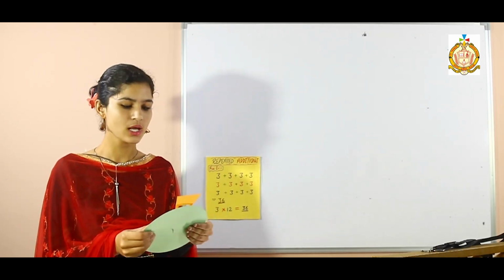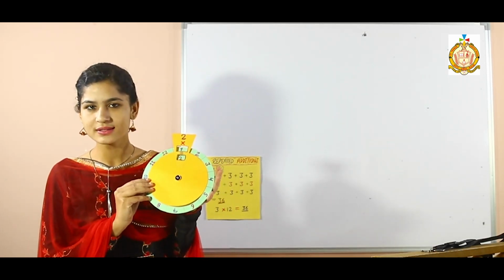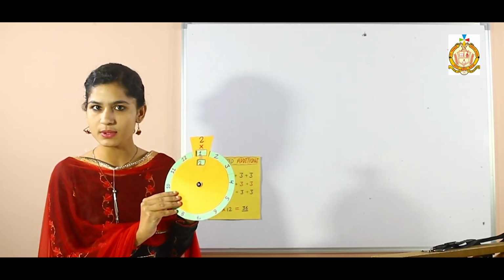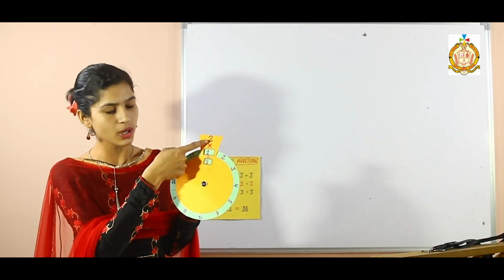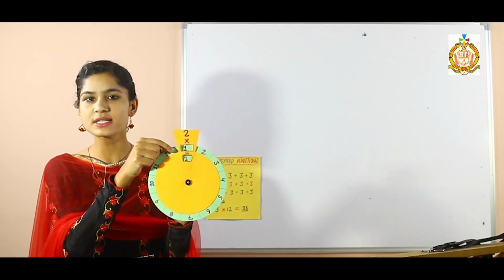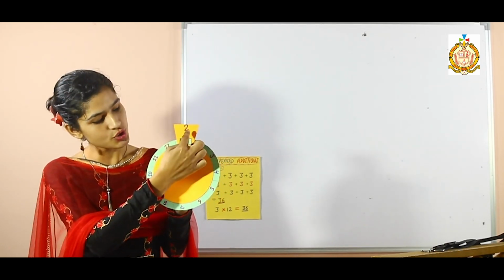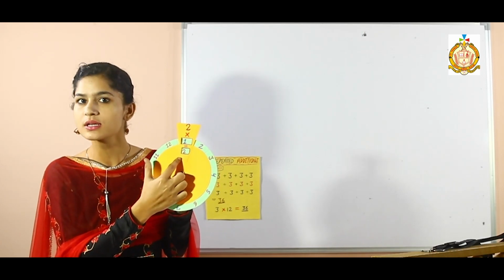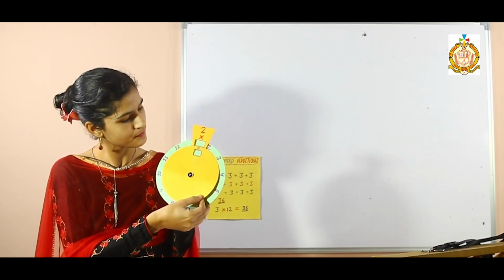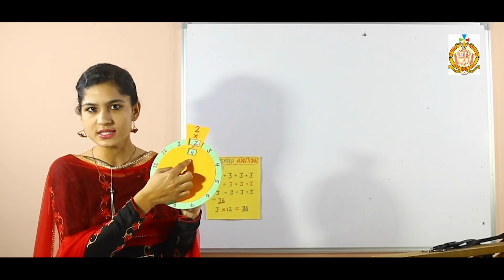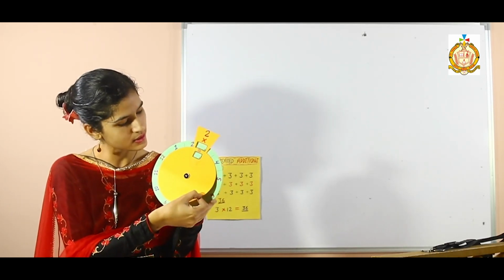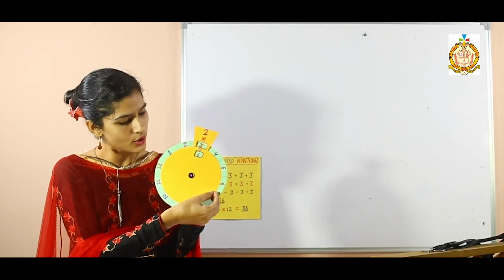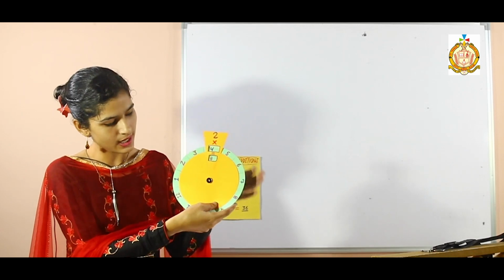So here, look here. This is a table wheel of 2. Here on the top, 2 is written. It means it is a table of 2. 2 multiply 1 is coming here. It means 2 into 1, your answer is 2. Next, 2 into 2, your answer is 4. Next, 2 into 3, your answer is 6. It is a table of 2. 2 into 4 is 8.